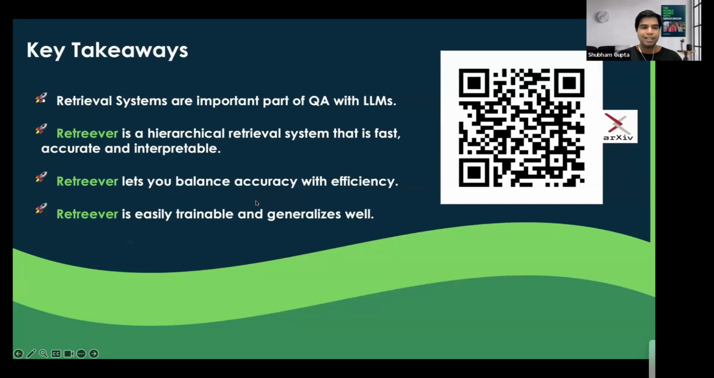So the key takeaway here is that retrieval systems are a really important part of QA with LLMs. We introduced our work Retriever, which is a hierarchical retrieval system. It is fast, it is accurate, it is interpretable, it helps you balance accuracy and efficiency. It is easily trainable, and it also generalizes well.